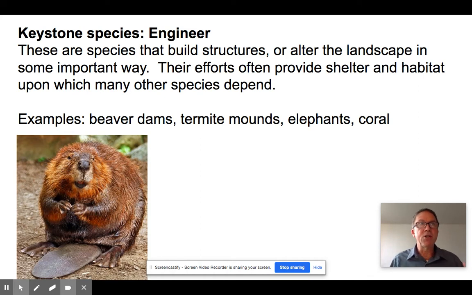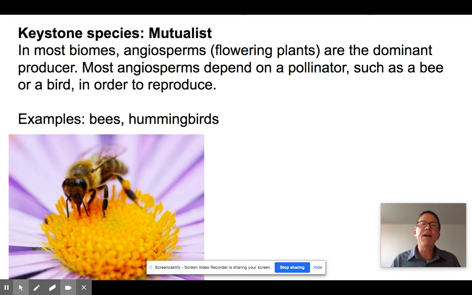Elephants tend to knock down trees and keep savanna from becoming scrubland. And then coral, obviously, just its presence provides all kinds of habitat for other organisms. So these are ones that, by building things, provide habitat for other creatures. And then we have mutualists.